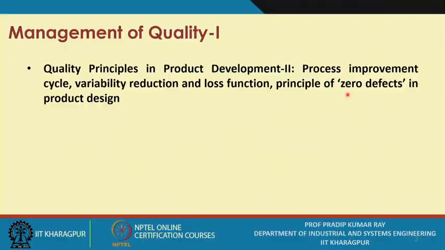In this lecture session under management of quality, now I am going to discuss other important quality principles in product development. In specific terms, I am going to discuss process improvement cycle, variability reduction and loss function, and principle of zero defects in product design. These three principles are followed in any quality organization.